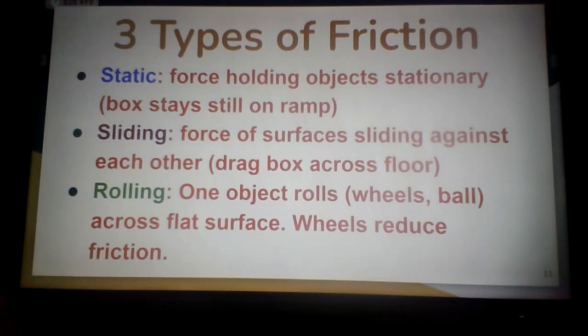That's common sense, but now you see the definitions, like I said before, when the math verifies the common sense. Three types of friction: static, sliding, and rolling. Ready?